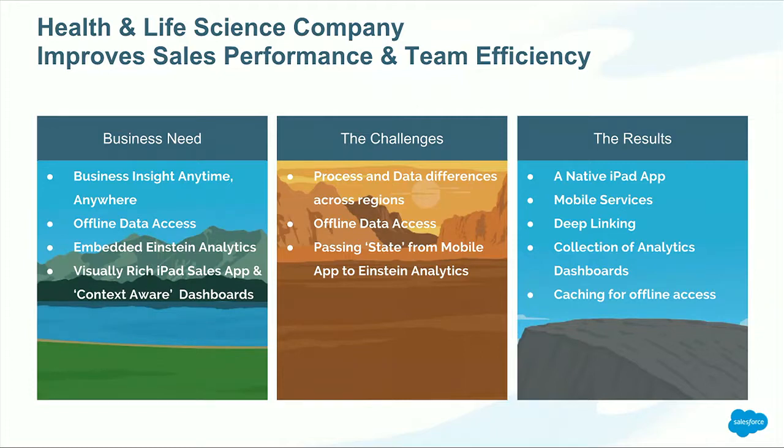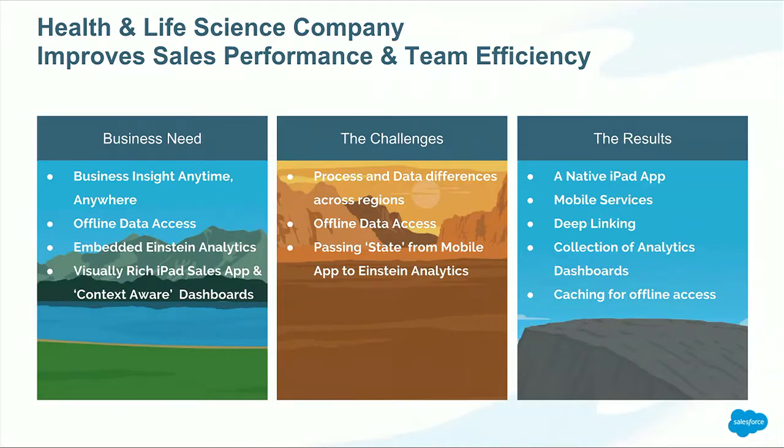But the challenge was data was all over the place. Offline data access was a need that they had, and passing state from the mobile application to Einstein Analytics for the context-aware dashboard was pretty difficult. Because it was not an out-of-box functionality available at that time, and Appirio ended up building a solution for it.